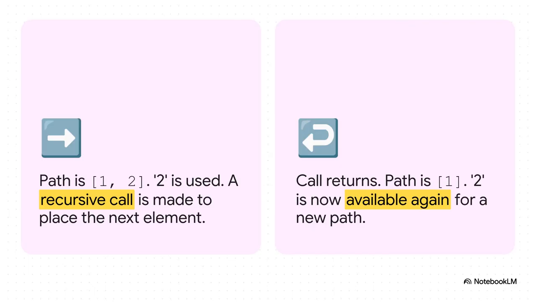After a recursive call is finished, it literally undoes its choice. So when our path was 1, 2, it made that recursive call to place the 3. As soon as that call returns, it backtracks. The path goes back to being just 1, and suddenly the number 2 is available to be used again in a completely different path. It's just like hitting the undo button on your last decision.